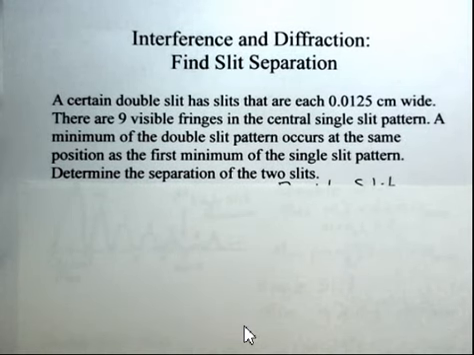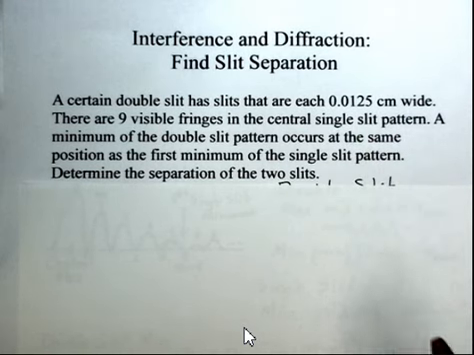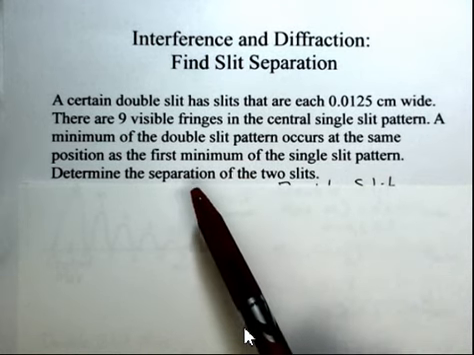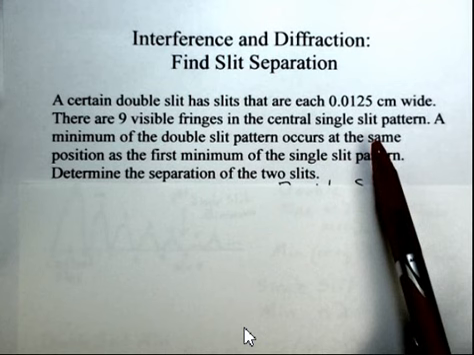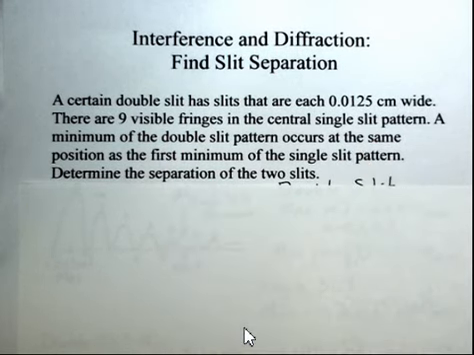In this example problem, we'll be doing a calculation involving both interference and diffraction. We're trying to determine the separation of the two slits of a double slit assembly. In this double slit, the individual slits are each 0.0125 centimeters wide. And as we observe the central pattern of the single slit pattern, in that width there are 9 visible fringes.